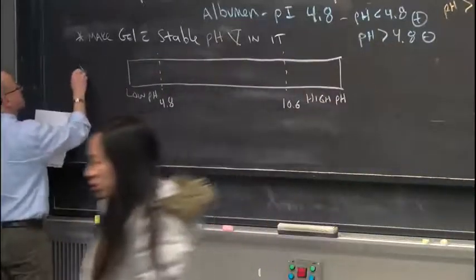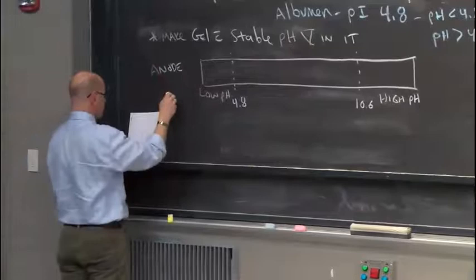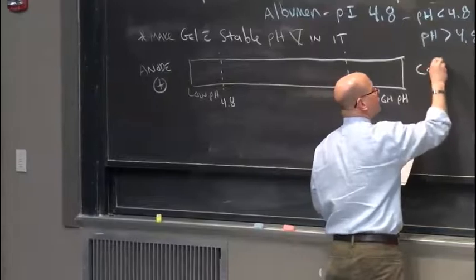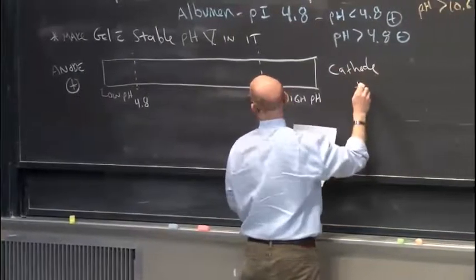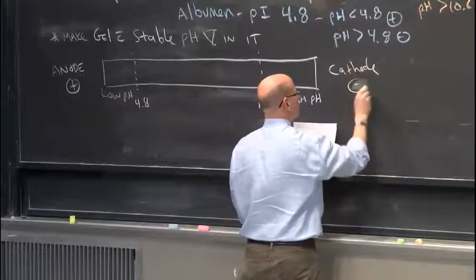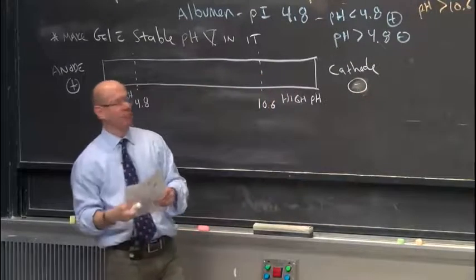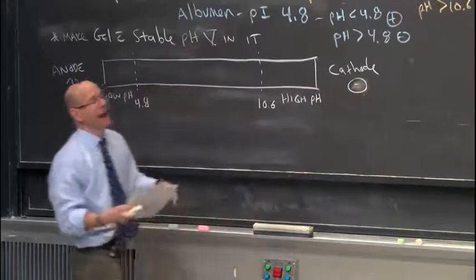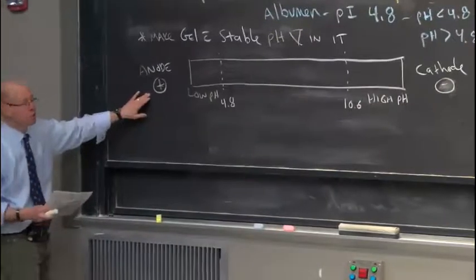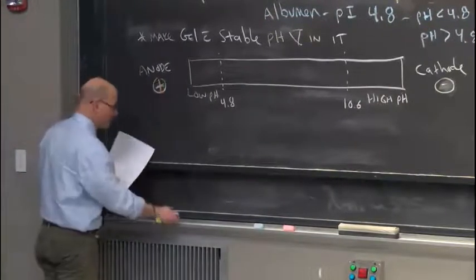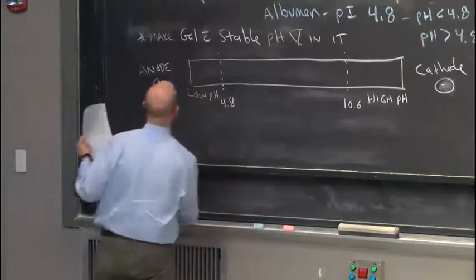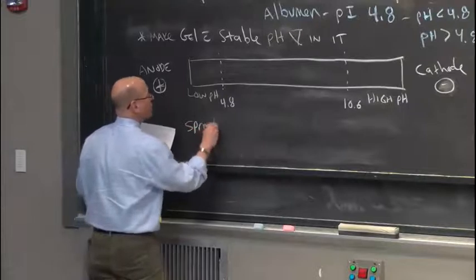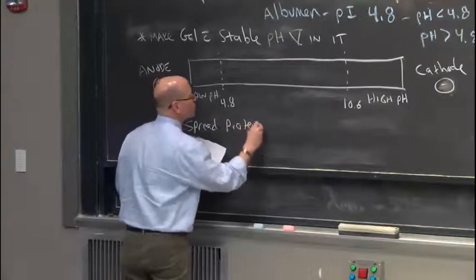Well, I'm going to do a little trick here. I'm going to make this the anode down here at the low pH range, and I'm going to connect that to a positive electrode. And I'm going to call this the cathode, and I'm going to connect that to the negative, right? Because cations are positive, cats are positive. They're going to run to the cathode, which is negative. Anions are negative. They're going to run to the anode, which is positive. Let's think about for a minute what's going to happen. Now, I'm going to have a stable pH gradient, and I spread my protein uniformly through the gel.